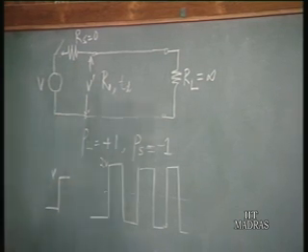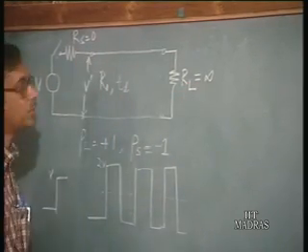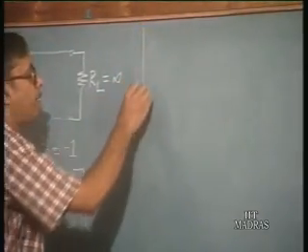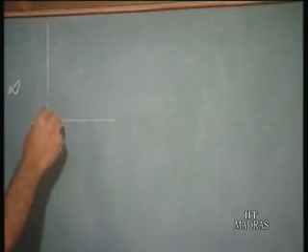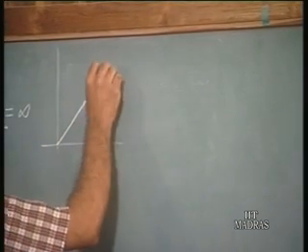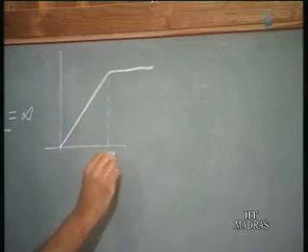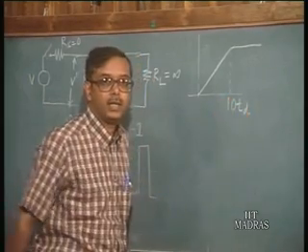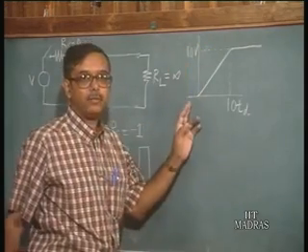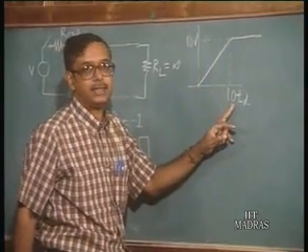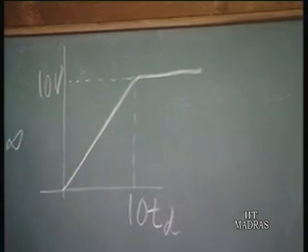Now let us take another similar case, where again the load is open circuit and the source is short circuit, but the input waveform V is not a step input, but it is actually a ramp input like this. That is, it takes time 10 TD to rise to 10 volts. That is, the waveform rises to 10 volts at time 10 TD. That means for every TD it rises by 1 volt.